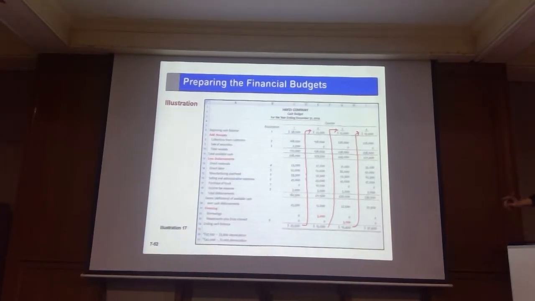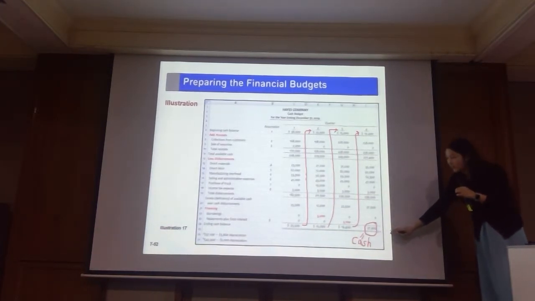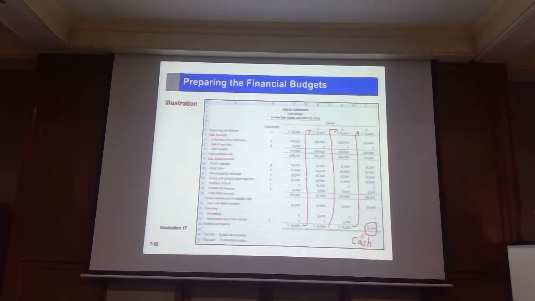For the last quarter, after you have the ending cash balance at the end of the fourth quarter, this amount will be reported as your cash in your statement of financial position. You see my point, right? After you prepare the cash budget, the ending cash balance at the end of the year will be shown as your asset in your statement of financial position. So this is the information that we have.